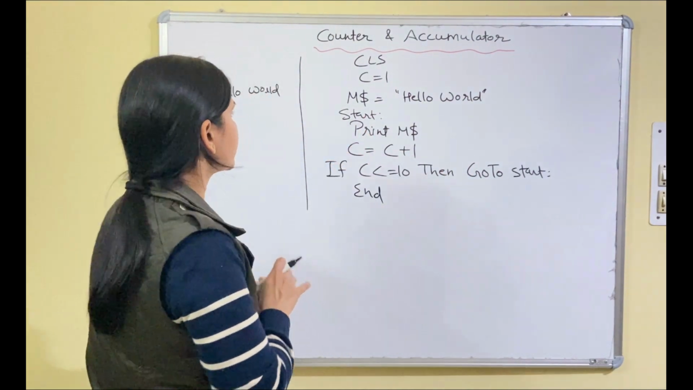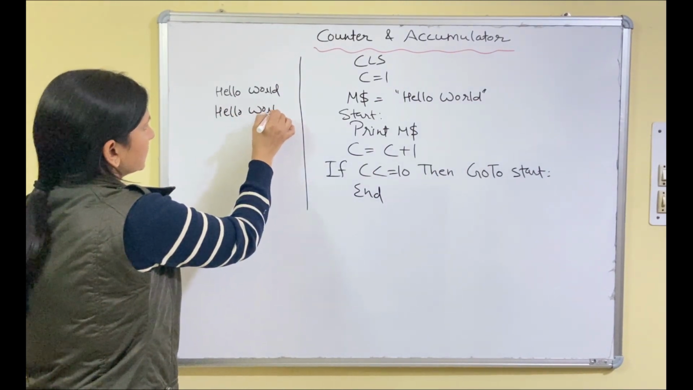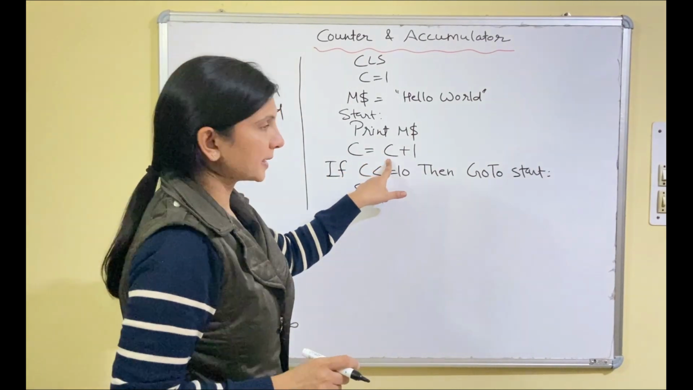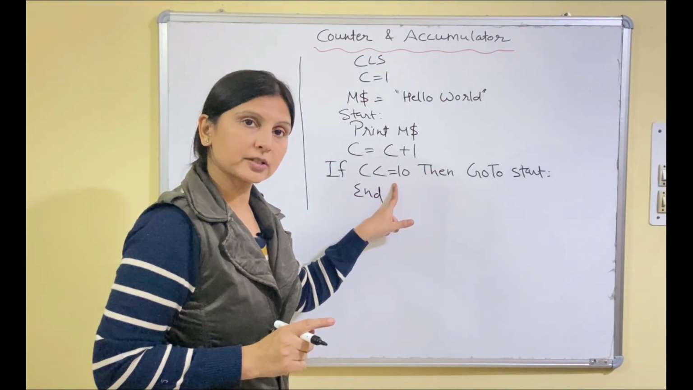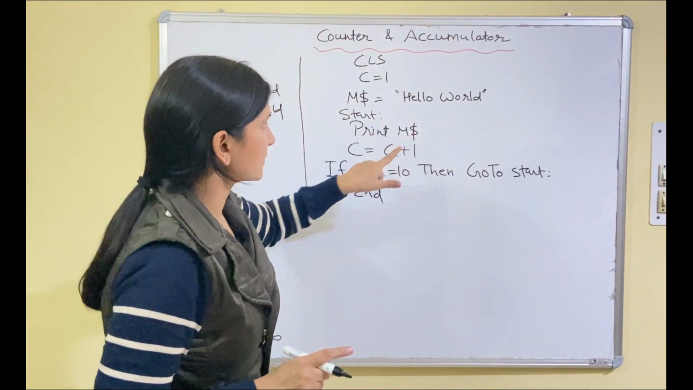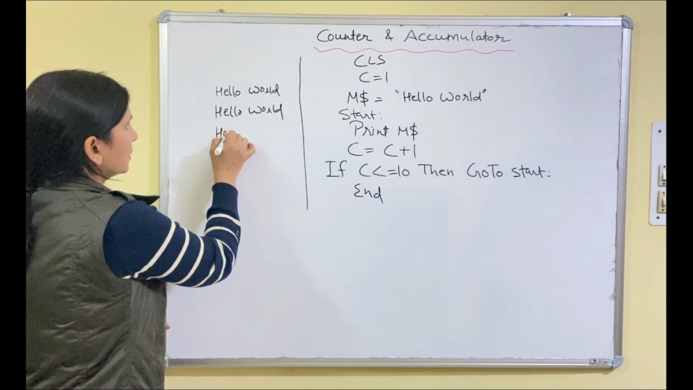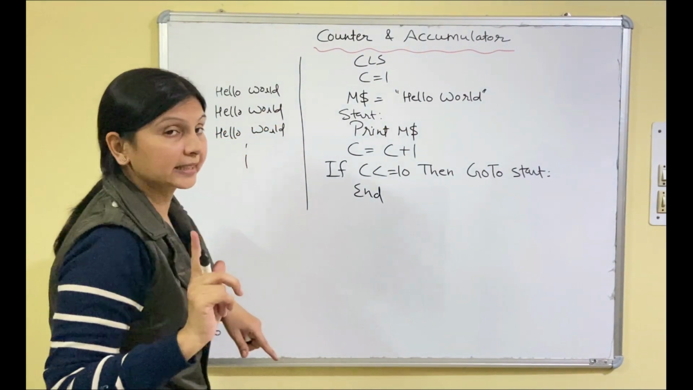Again the message will be displayed, hello world. Again the increment of C by 1. C has become 3. 3 less than equals to 10. Condition true. Then go to start. Again the message will be displayed, hello world. And so on up to 10 times.